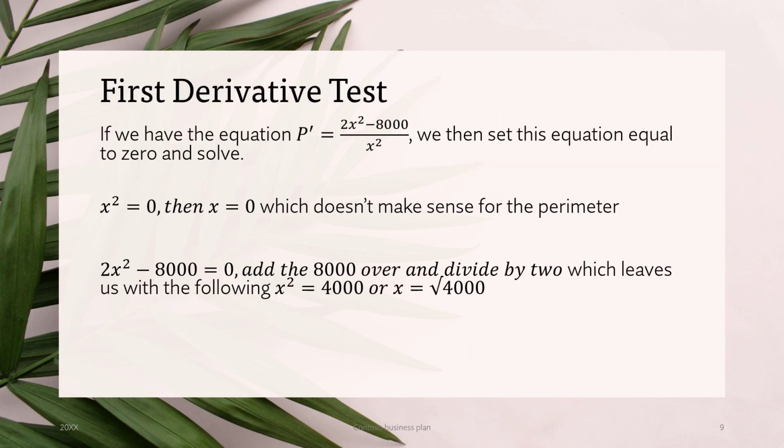So then we run the first derivative test, and we have that p prime equals 2x squared minus 8,000 over x squared, and we then set this equation equal to 0 and solve. So if x squared equals 0, then x equals 0, but that doesn't make sense for a perimeter. So 2x squared minus 8,000 equals 0. We add the 8,000 over and divide by 2, which leaves us with the following: x squared equals 4,000, or x equals square root of 4,000.